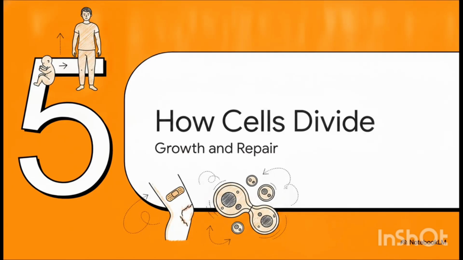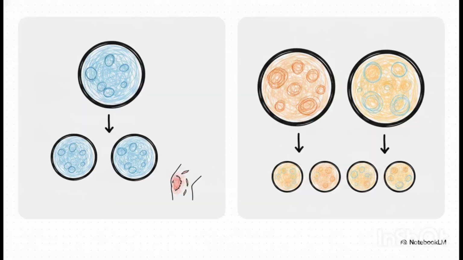Section 5, How Cells Divide. So if you start out as a tiny baby, how do you grow into a full-sized adult? Or when you wipe out on your bike and scrape your knee, how does that skin heal? The factory has to know how to copy itself. Hundreds of billions of your cells are replaced every single day through a super-controlled division process. And there are two ways this goes down.